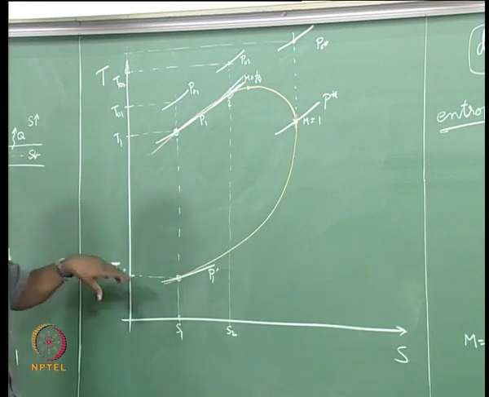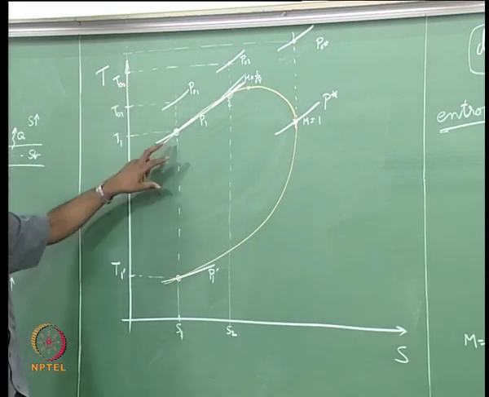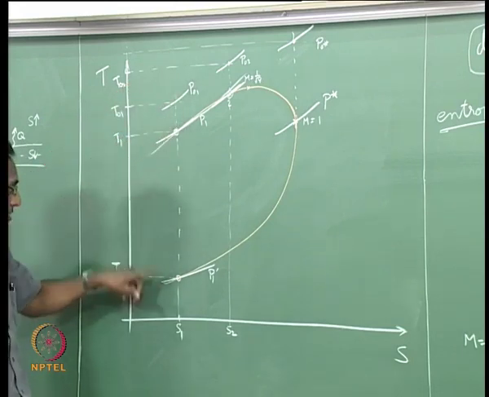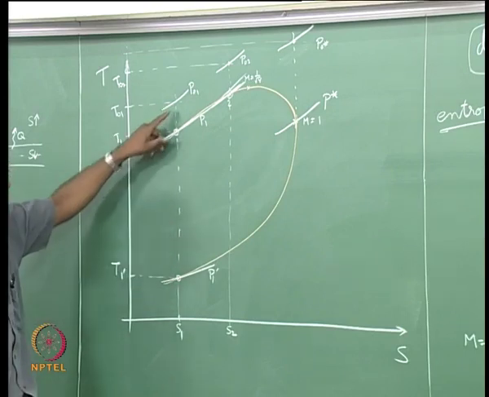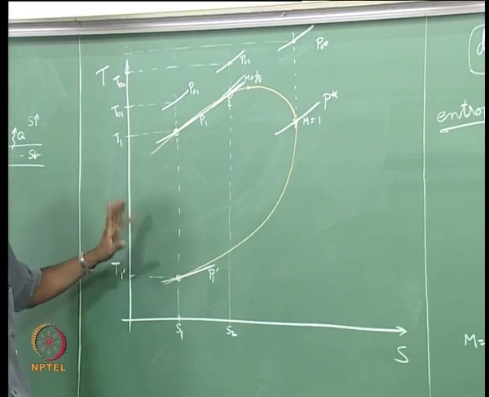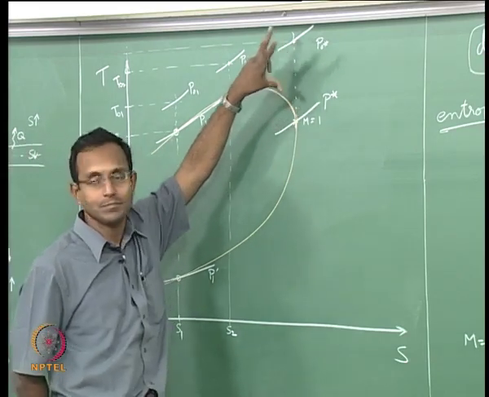Now if I did the same thing from supersonic condition, you are finding that my velocity will decrease. T0 1 is here, T1 prime is here. From here all the way to here is my kinetic energy currently, U square by 2 Cp. And as I go towards m equal to 1, I am decreasing the amount of kinetic energy present.